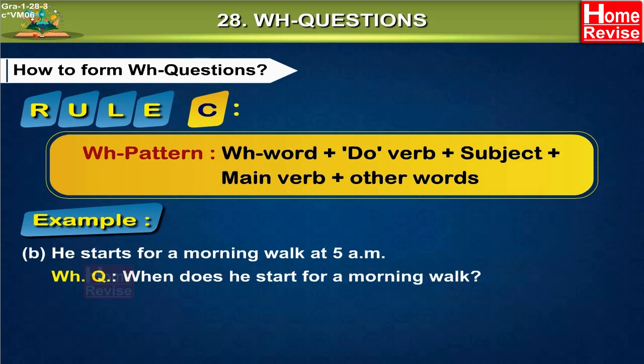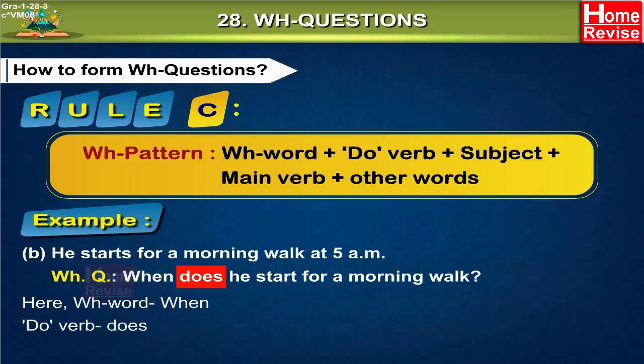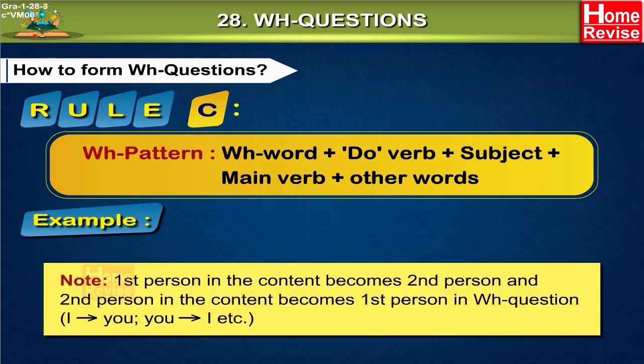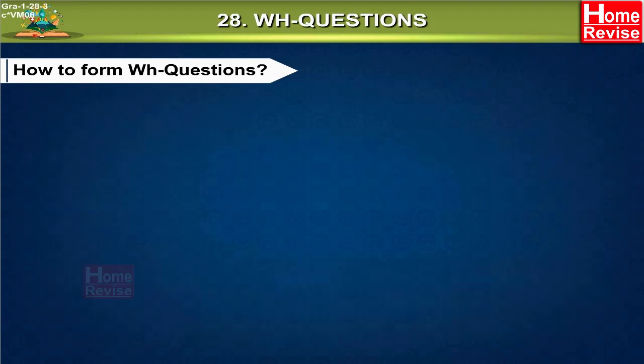B. He starts for a morning walk at 5 a.m. WH question: When does he start for a morning walk? Here WH word: when. Do verb: does. Subject: he. Main verb: start. Other words: for a morning walk. And question mark. Note: first person in the content becomes second person and second person in the content becomes first person in WH questions. I becomes you, you becomes I, etc.